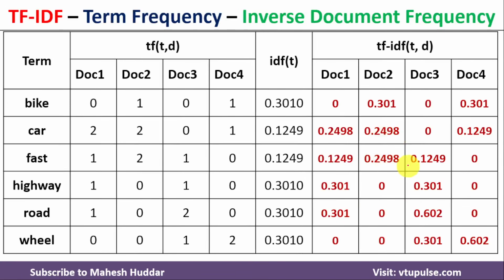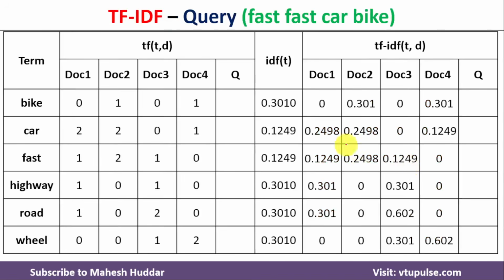Once you find the TF-IDF for all the terms, next we need to find the TF of t comma d for the query. In the query we have fast car bike. In the query, bike is present once, car is present once and fast is present once. That is what I have written here. Here we need to find the TF-IDF of the query, that is the multiplication of TF of the query with the IDF of t, that is 1 into 0.3010, which is equal to 0.3010, and 1 into 0.1249, which is equal to 0.1249, and similarly I will find the remaining values.